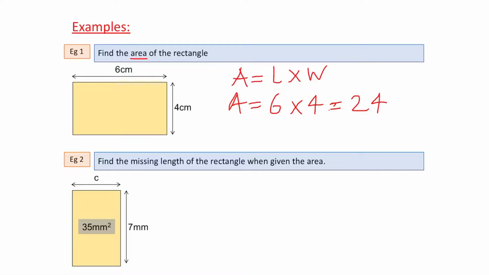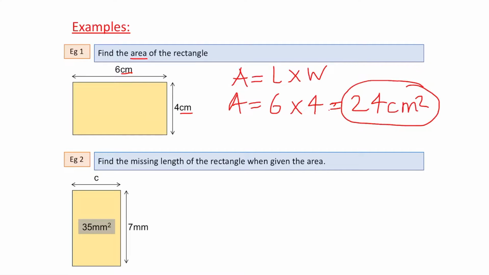24. We need the units for area. To find the units for area for this particular rectangle, you multiply the units for length and width, which is centimetre multiplied by centimetre, which will give you centimetre squared. So 24 centimetres squared is your final answer for the area of this rectangle.